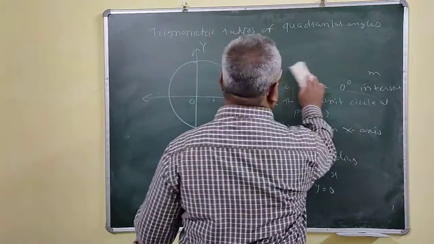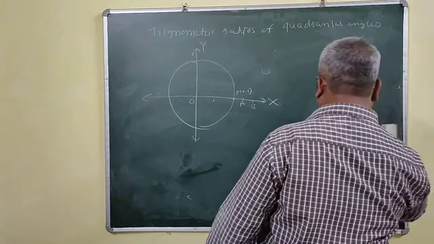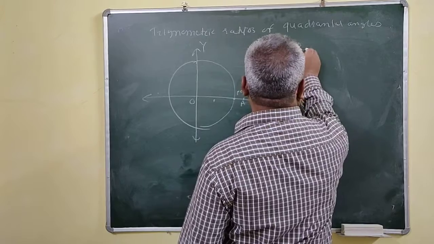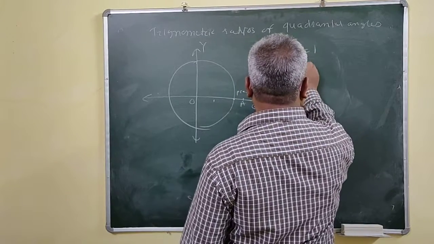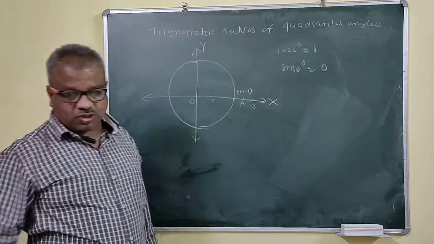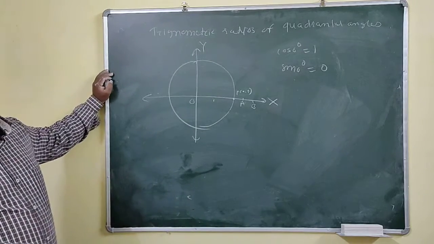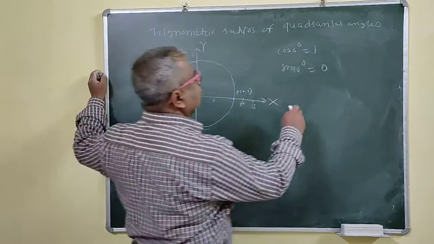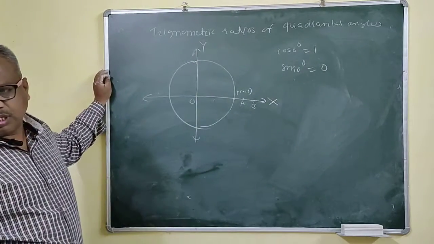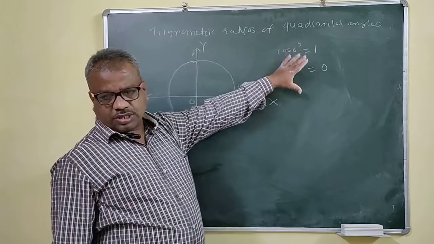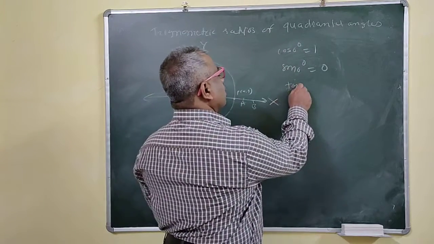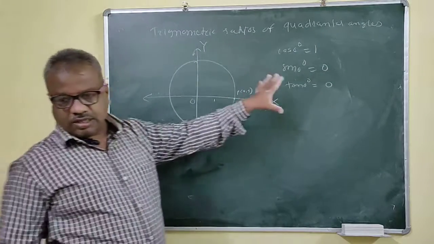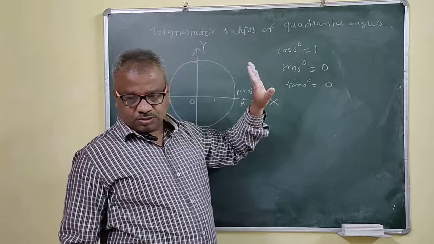So therefore cos 0 degree is 1, sine 0 degree is what? 0. So cos 0 is 1, sine 0 is 0, right? Now you can find the rest of the trigonometric ratios. So it is enough to write cos 0 degree and sine. Similarly, tan 0 degree is what? Then 0. Tan 0 is 0. So remember that sine 0 is 0, cos 0 is 1, tan 0 is 0, right?